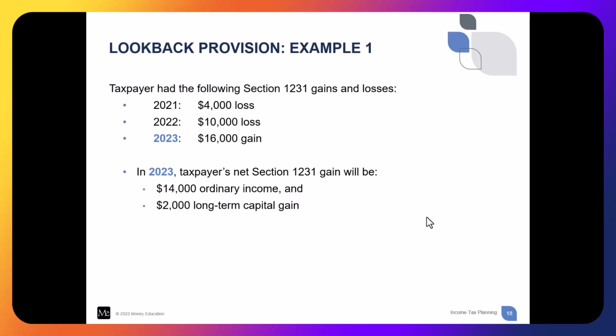So, for example, the taxpayer had the following Section 1231 gains and losses. In 21, a loss, in 22, a loss, in 23, a gain. So they had 14,000 in losses and 16,000 in gains. That means the 1231 gain is subject to recapture up to 14,000 because they got to take ordinary losses. They have to recapture at ordinary tax rates in 23. And the difference, the $2,000, 16 minus 14, equals net long-term capital gain.